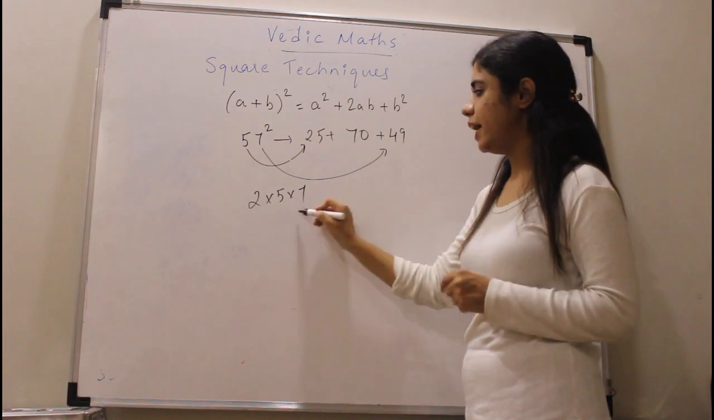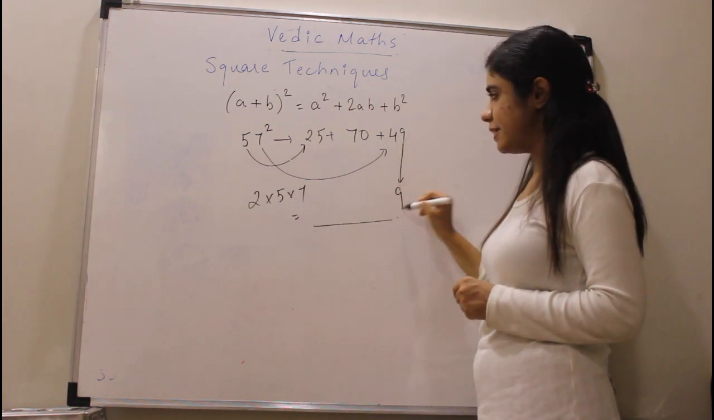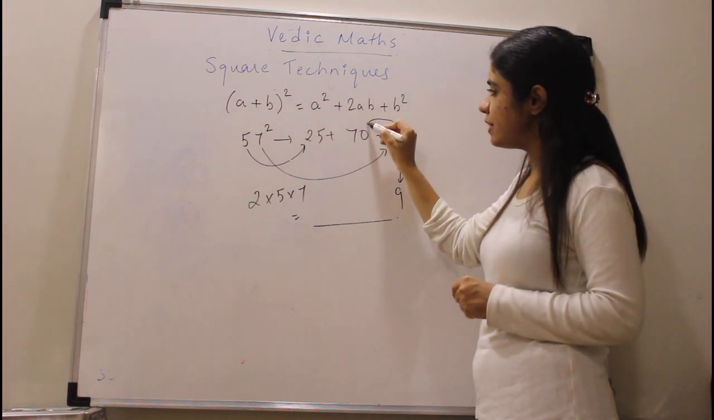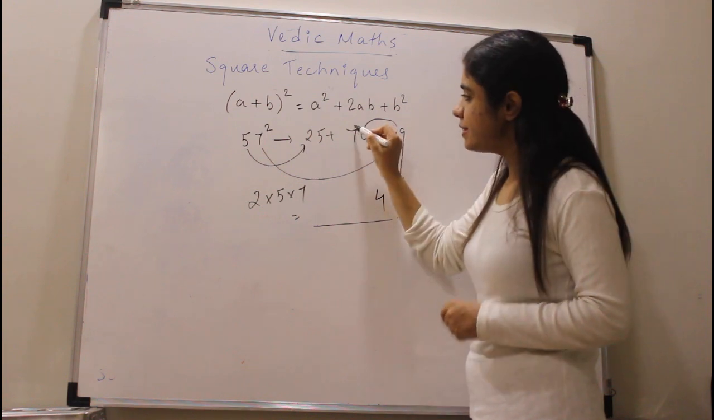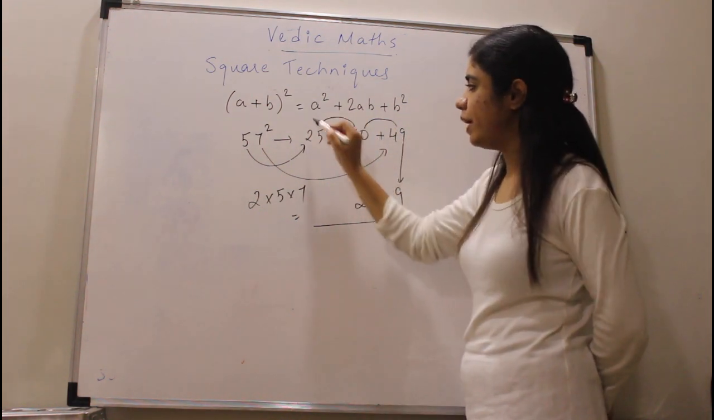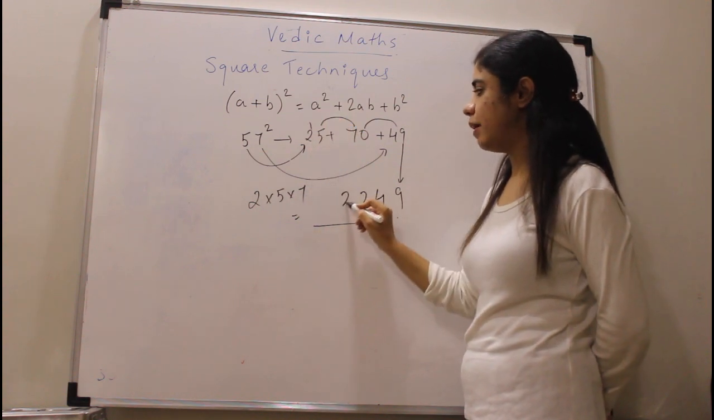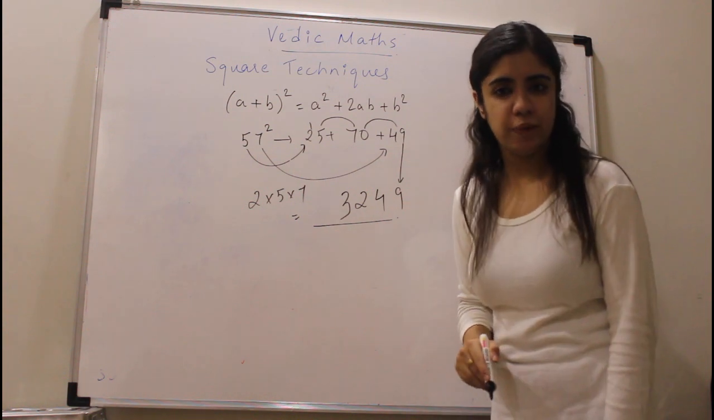ठीक है, अभी क्या करेंगे? Understand. क्या करेंगे? This 9 I will write as it is. This 4 and 0 will get added. So 0 and 4 becomes 4. This 7 will get added with 5. So 7 plus 5 will become 12 and 2 plus 1 will become 3. So 3249 is 57 square.